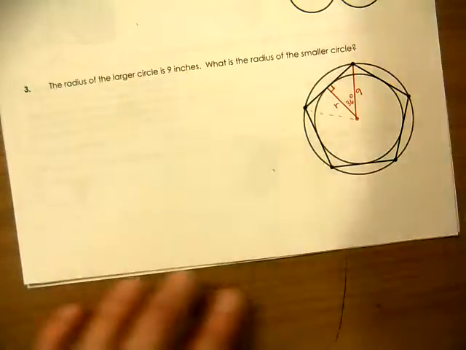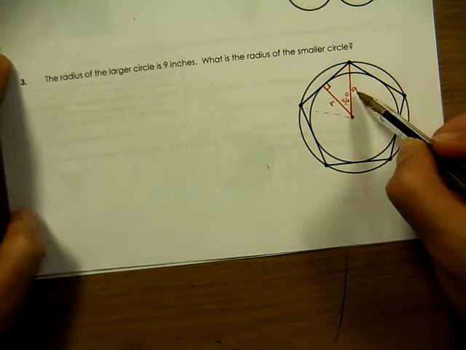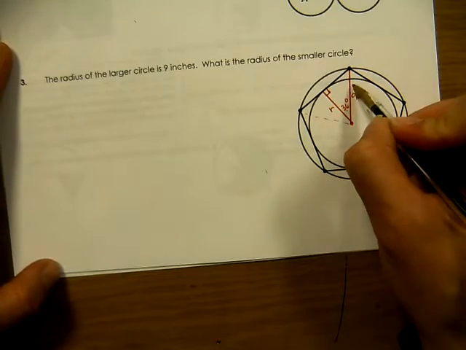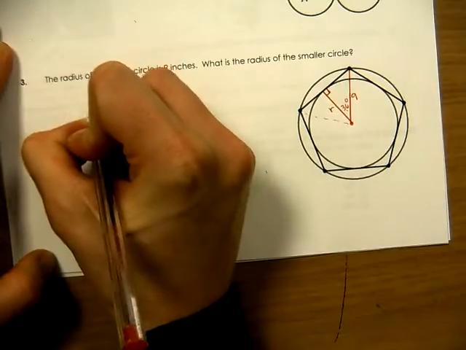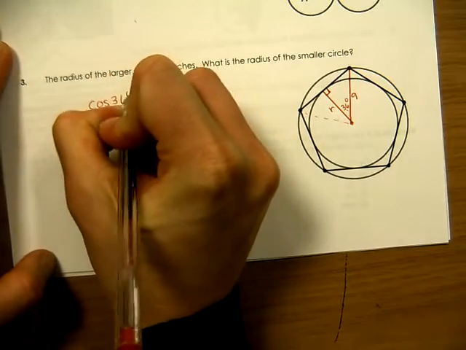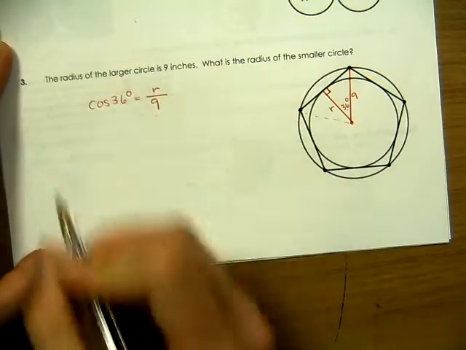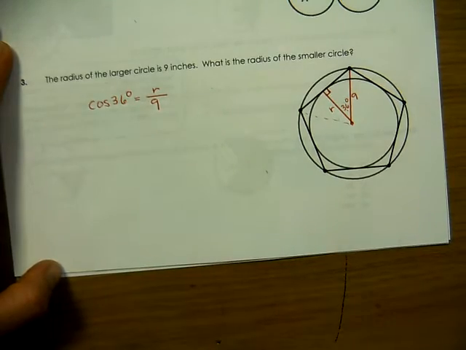And if I use what I know from trigonometry, I know that if I have an angle measure and one side length, I can find another side length. So this is the adjacent side to 36. This is the hypotenuse. So adjacent and hypotenuse means I would use cosine. So I know that the cosine of 36 degrees is equal to r, the small radius, divided by 9, the large radius.